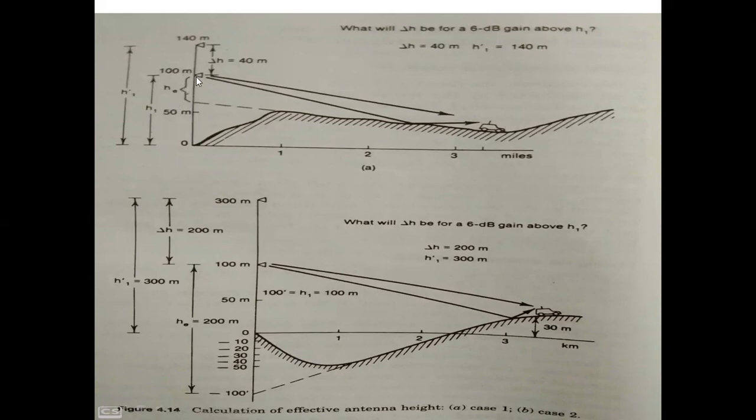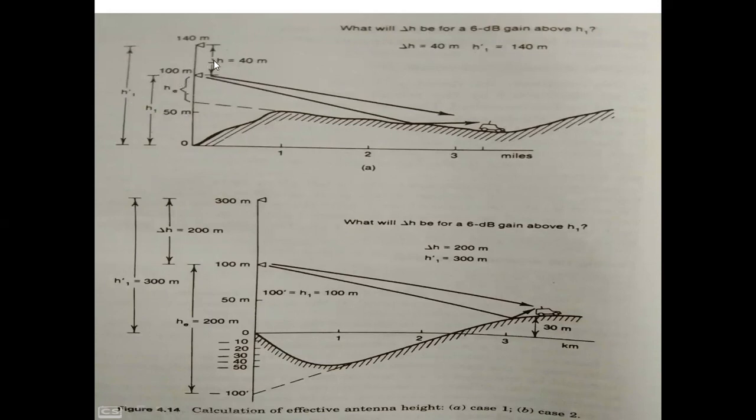And from this point to this point, that gives the effective antenna height. That is the difference between 100 meters and 140 meters, which is 40 meters. This is the case where the effective antenna height is 40 meters, that is the difference, when the total height of the antenna is 140 meters. That is, from ground level to this point, the total antenna height is 140 meters.